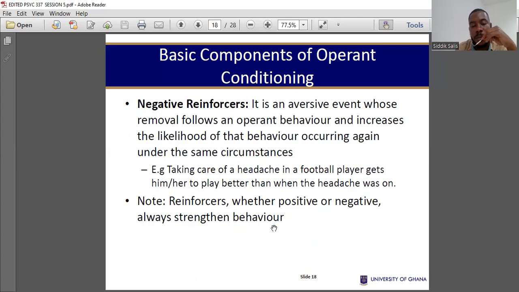Negative reinforcers then. What are negative reinforcers? They are reinforcers, meaning to energize, to strengthen, just like the first one. Both are to strengthen behavior. Remember, I said from the beginning, reinforcers are to strengthen. But this time around, you are going to take something away just to strengthen the person.